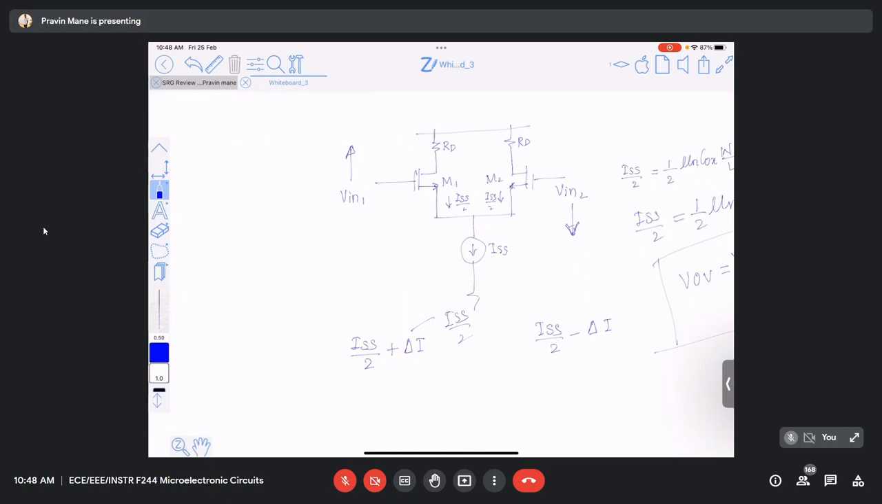Okay. Now, can you tell me, ideally, suppose I am decreasing this voltage, V in 2, at what point the current flowing through M2 will become exactly equal to zero? I will ask the question in this way: what is the maximum voltage for which the current flowing through M2 is equal to zero? When it switches off, it will become zero, right? What is the VGS2? VTH. So this voltage is VTH. When this voltage becomes VTH, the current through M2 becomes zero.